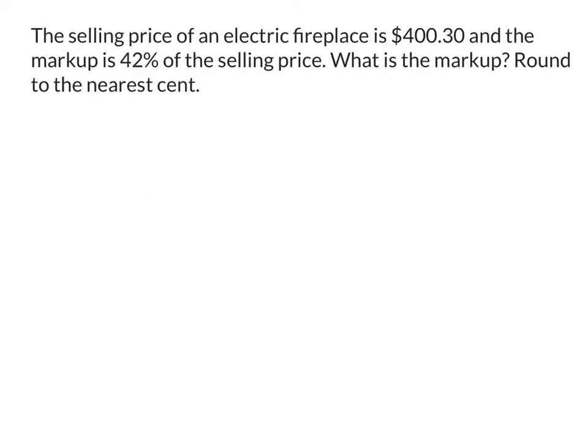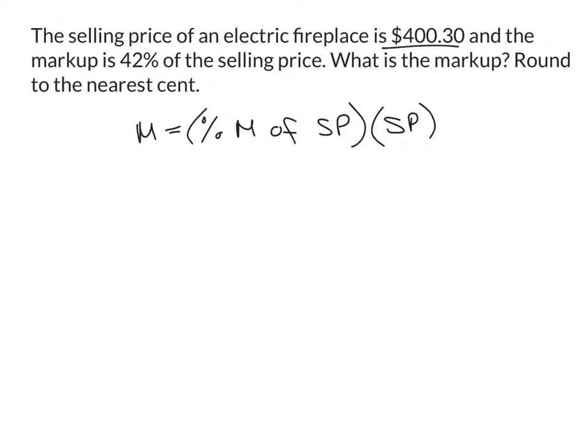The selling price of an electric fireplace is $430, and the markup is 42% of the selling price. What is the markup? Round to the nearest cent. The formula is the markup equals the percent of markup on selling price, or of selling price, times the selling price. And for our purposes, M equals markup and SP equals the selling price. For our problem, we're told that the selling price is $400.30 and that the markup is 42%.